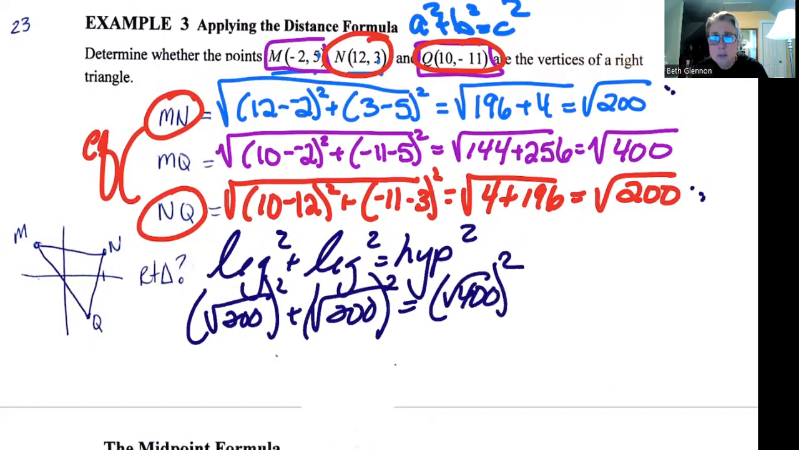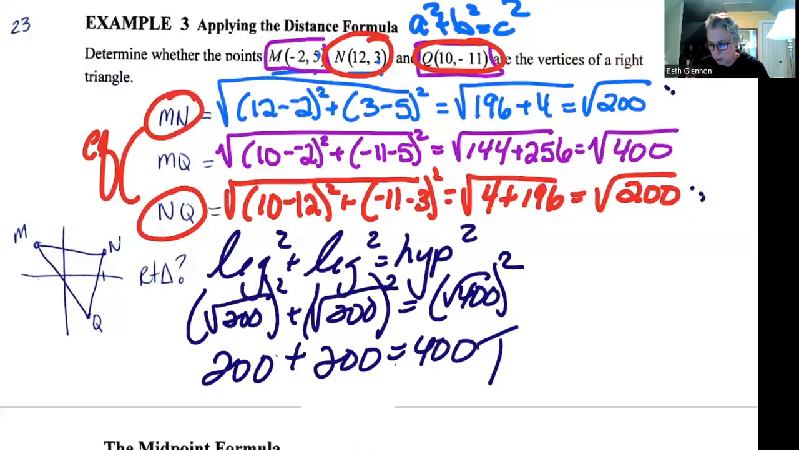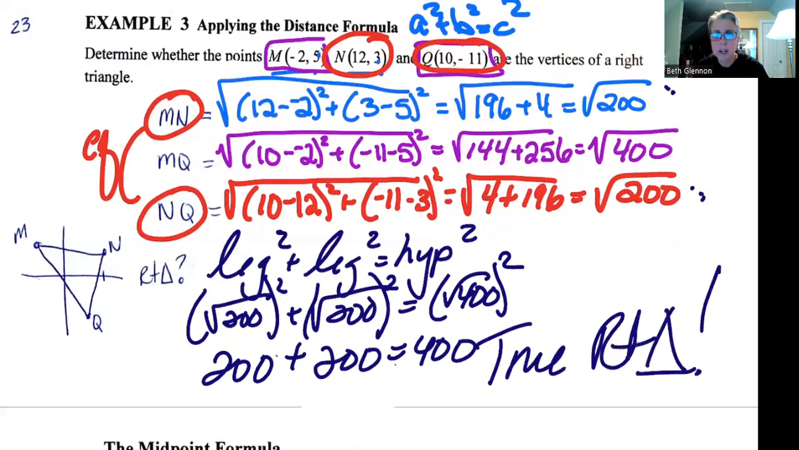Well, something squared of a square root, so that's 200 plus 200. Does that equal 400? Yes, that is true. Therefore, it is a right triangle. Okay. So we have just proved that this does give me a right triangle.